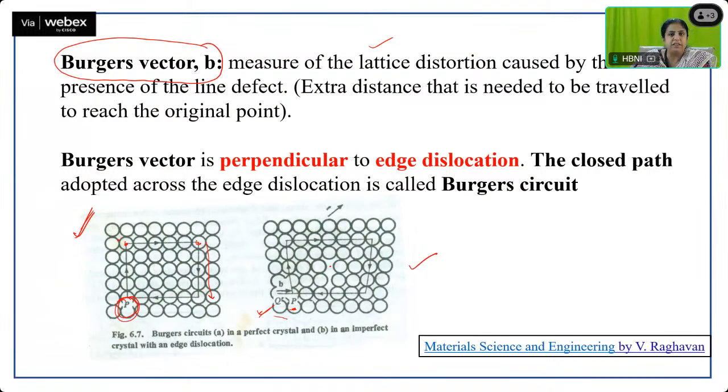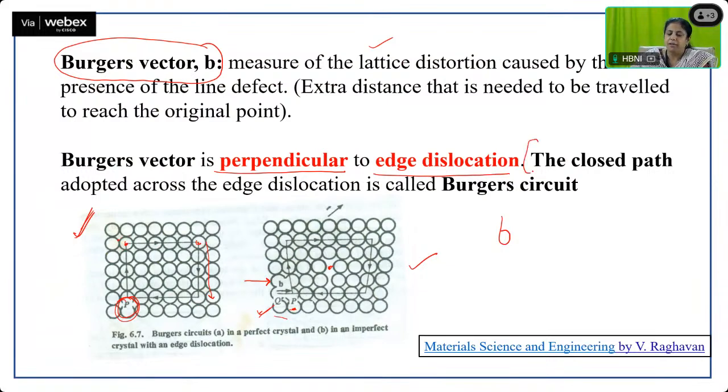Now since it is a vector, it has to have a direction also. The Burgers vector is denoted by small letter b. And its direction in case of an edge dislocation is perpendicular to the edge dislocation. Your edge dislocation at this point goes into the plane of paper and your Burgers vector is in this direction. So the Burgers vector for an edge dislocation is perpendicular to the edge dislocation.